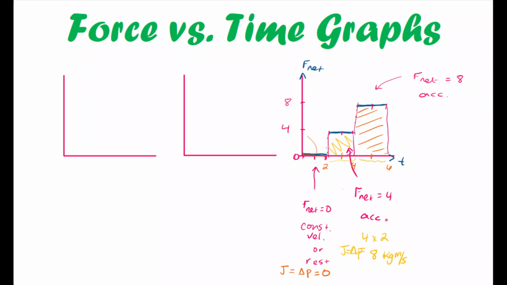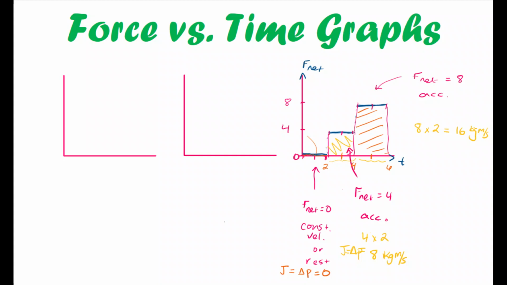And then this final section over here, where we have a net force of 8 and it's still moving for 2 seconds, that would be 8 times 2, which is 16 kilogram meters per second. So that means that we can tell how much our momentum is changing by the net force graph versus time.